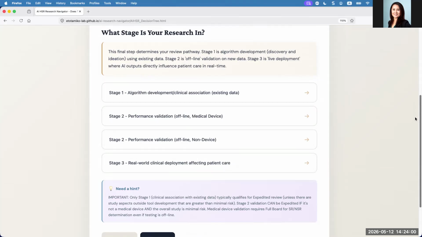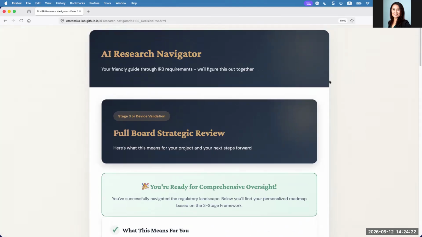Notice there are now separate options for medical device versus non-device stage 2 work. This is because sometimes we might have a non-medical device that we also want to validate. So here we're definitely dealing with a device offline and under stage 2. So we're going to go ahead and click that one.